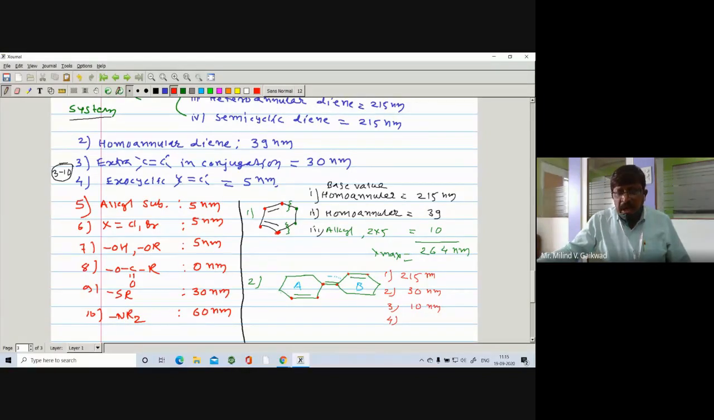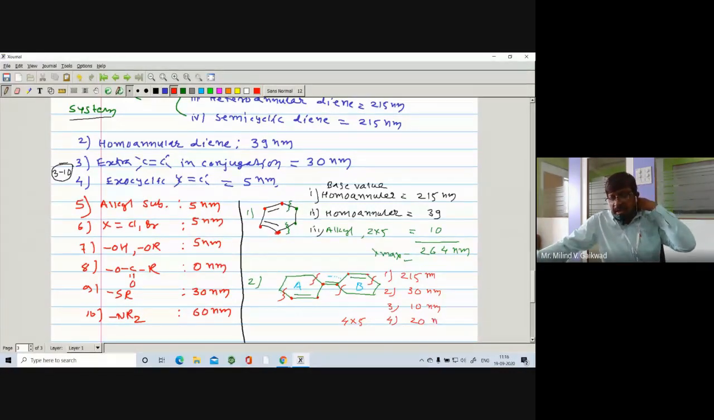Alkyl substituent means you have to see how many carbons are directly attached to that system. This carbon is directly attached here, that means 1 carbon. Go for the next one. This carbon, no other carbon. This carbon, no other carbon. But it is directly attached to here, that means a second alkyl substituent. This carbon is directly attached here, that means the next one. This carbon is directly attached here, so here also an alkyl substituent. So how many alkyl substituents are there? 1, 2, 3, 4. So 4 into 5 is 20. Understand? There are 4 alkyl substituents, and you have to add 5 nanometer for each.